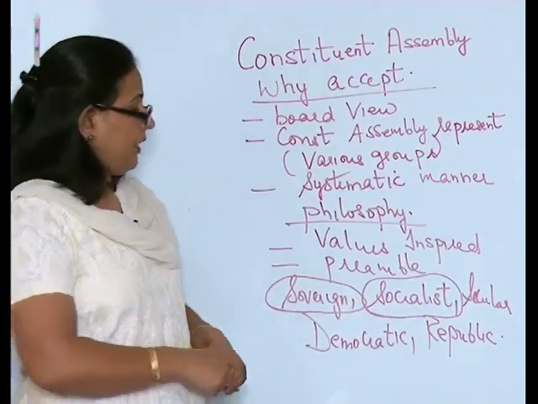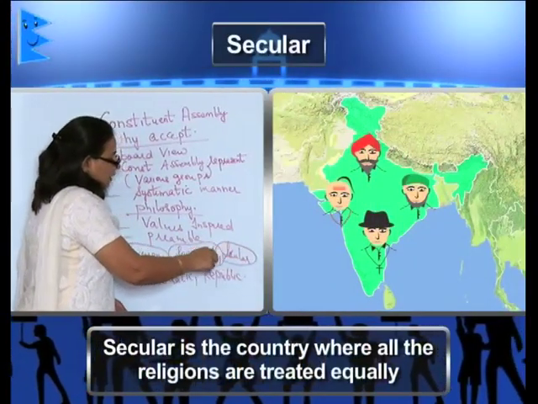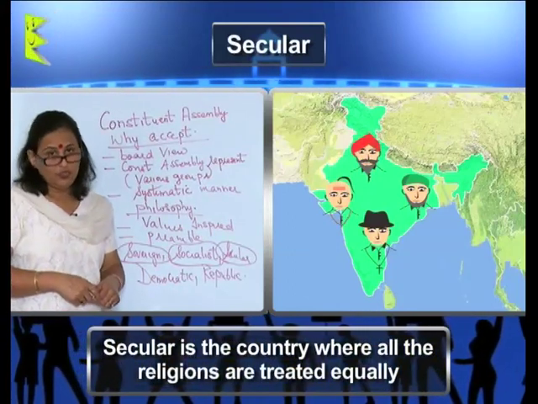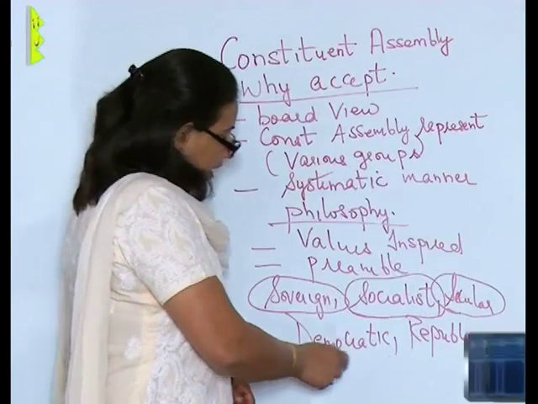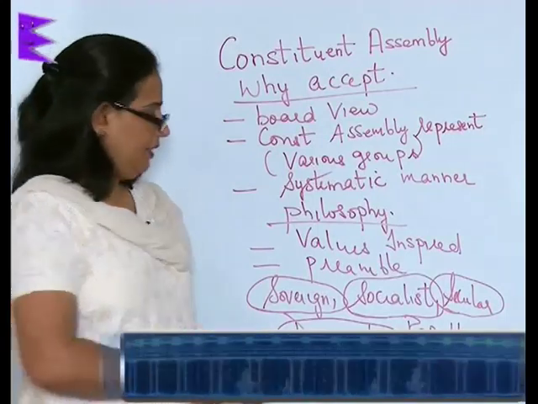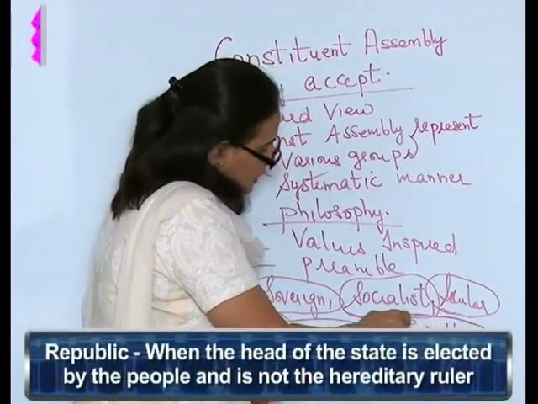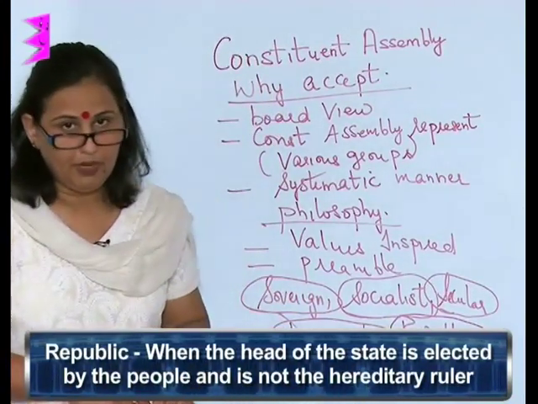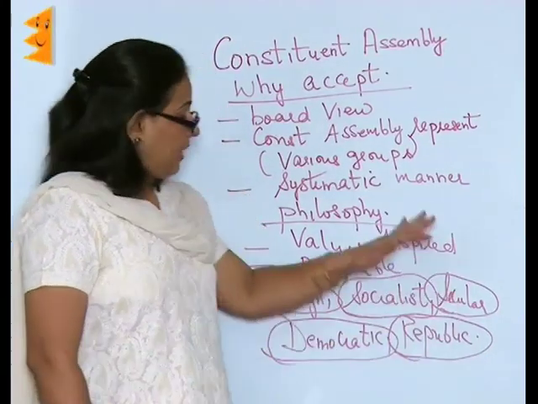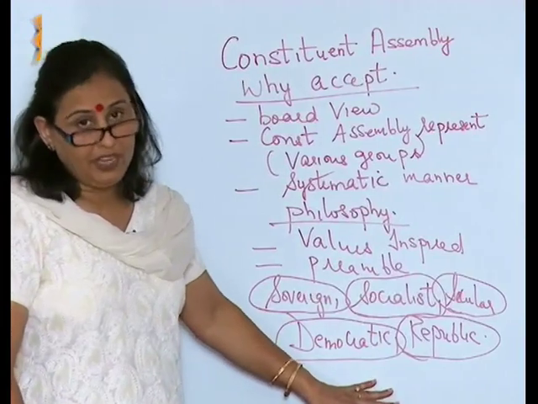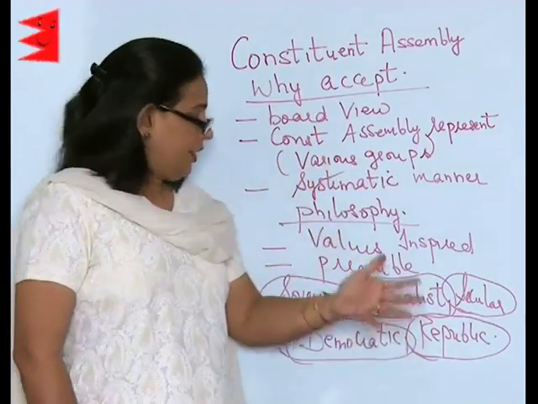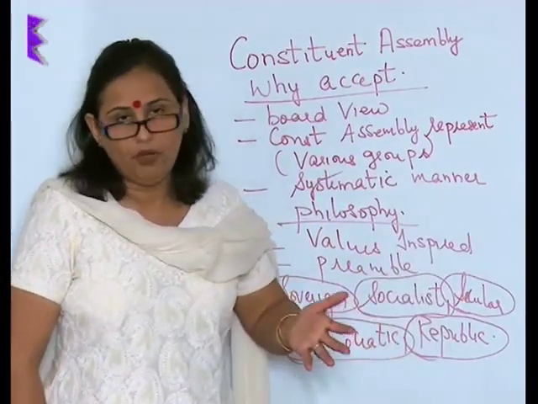government. Secular. Secular, where all the religions are treated equal and the state does not have any religion of its own. Democratic, a government of the people, by the people, for the people. That is democracy. Republic, when the head of the state is elected by the people and is not a hereditary ruler, is a republic. So just understand that the preamble of the Constitution of India says it all, what the Constitution of India is all about. Sovereign, socialist, secular, democratic republic.